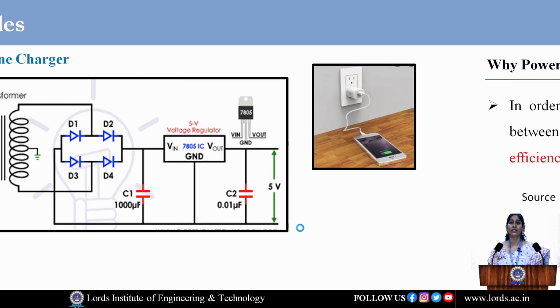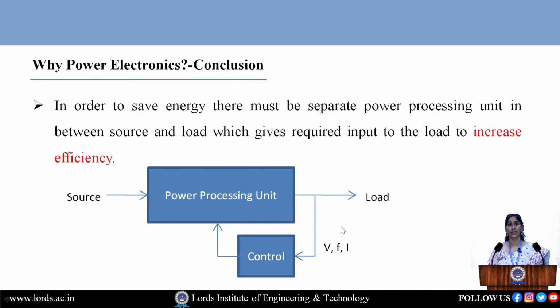So coming to the conclusion, why power electronics? In order to save electrical energy, we need some power processing unit. It should be placed in between source and load. We have a power processing unit to give the required input to the load, to increase the efficiency of the overall system. See the block diagram here: the input is the source, I have a power processing unit in between, and I have a load here.